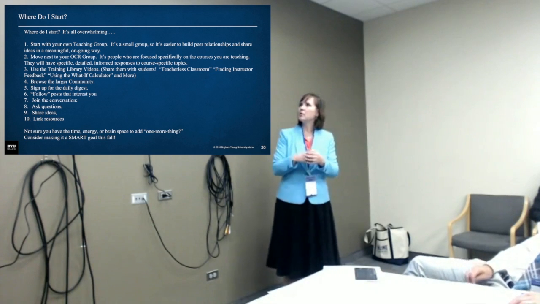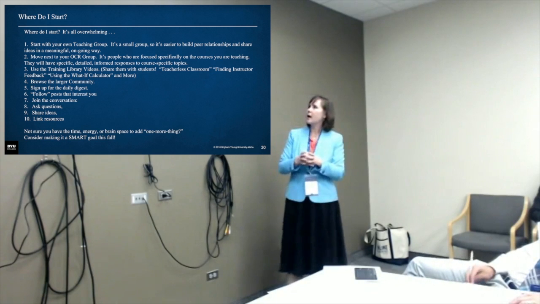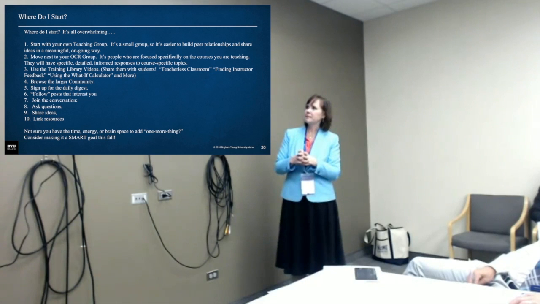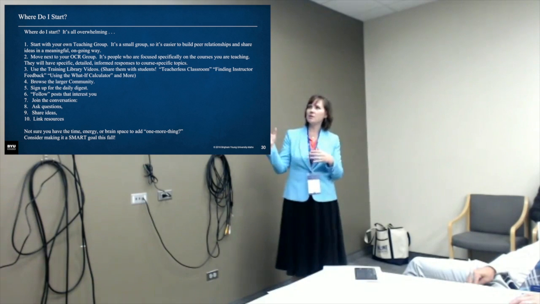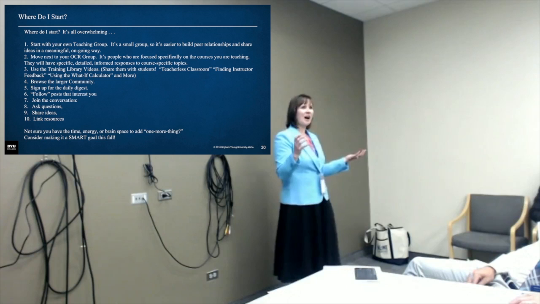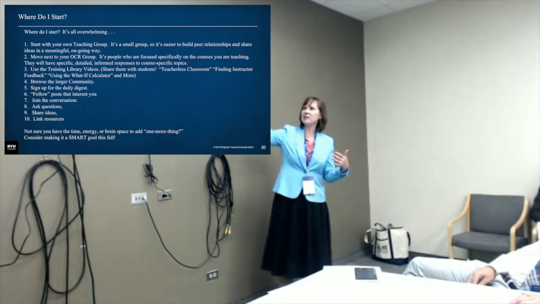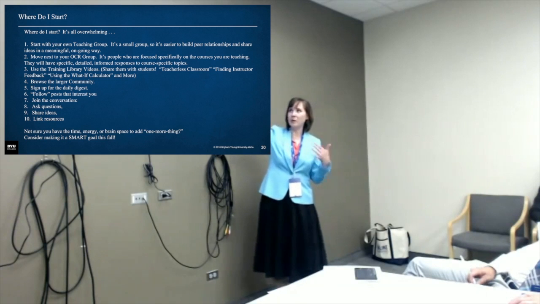And then after that, move to your OCR group if you have one. That's people who are focused specifically on what you're teaching. And then use the training library videos. I don't know if you use those or not, but they're a great resource and they're in the community. And for me, this is kind of the hierarchy of what's important to me.